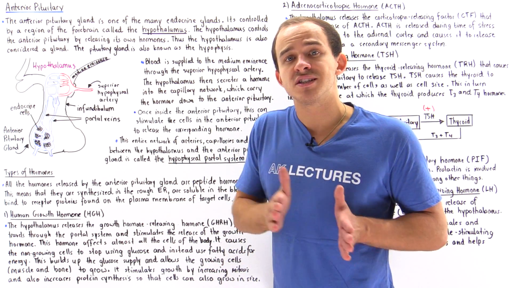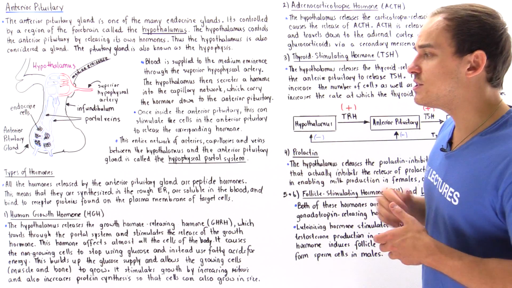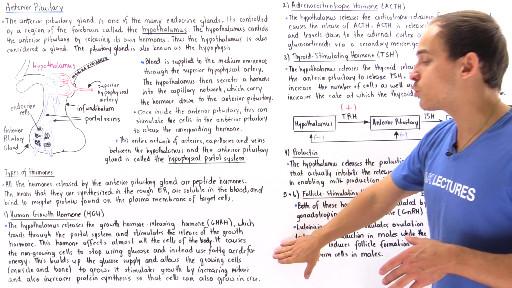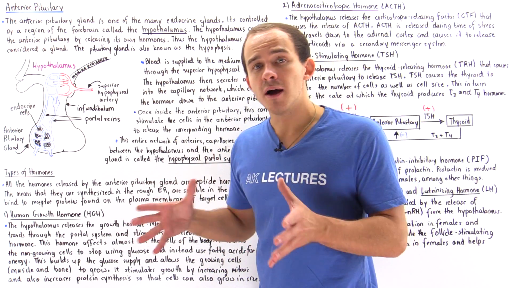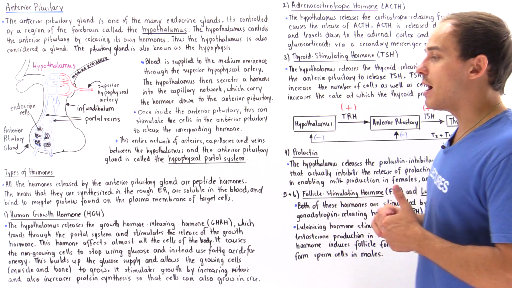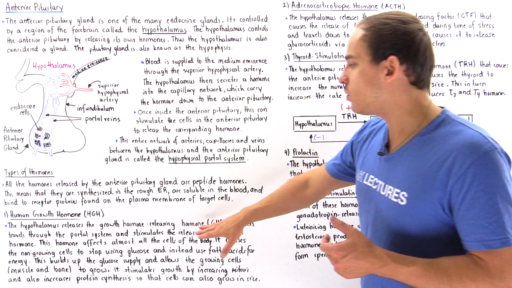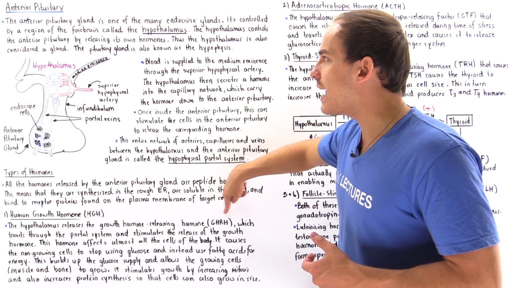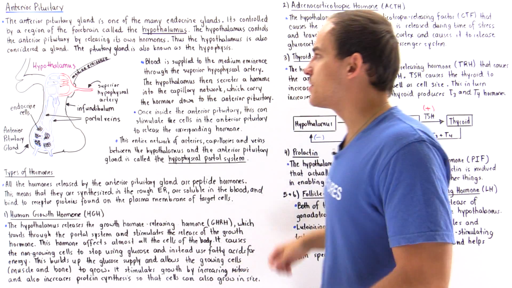It also causes the non-growing cells to increase the use of fatty acids and increases the size as well as the number of cells in our body. And it's controlled by the GHRH hormone released by the hypothalamus.